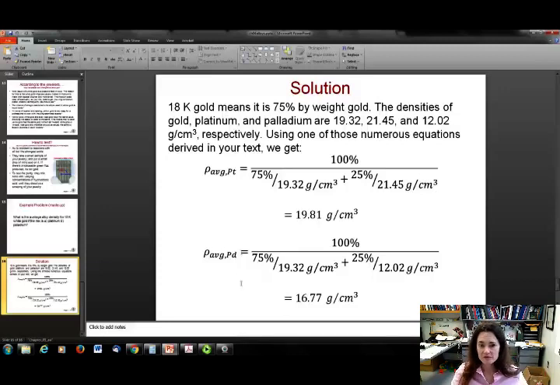Now for the palladium, you have 100% divided by 75% over 19.32 plus 25% divided by 12.02. Because the density of palladium is a lot lower than that of your platinum and your gold, it brings the average density down to 16.77. So that is something that you could probably easily measure in a lab, so you could determine your average density to see what the value of the weight percent is and what it's alloyed with.